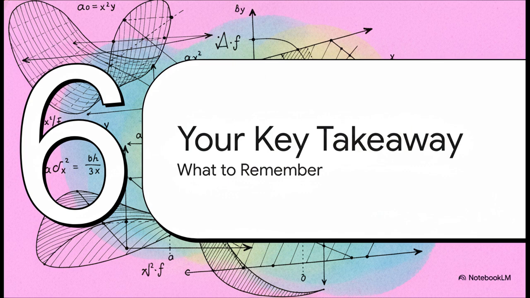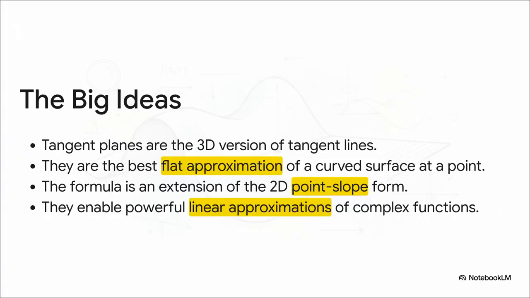So, as we wrap things up, what are the big ideas you should be walking away with? Let's boil it all down. Okay, here it is. Number 1, tangent planes are just tangent lines but for 3D. Simple as that. 2, they are the absolute best flat approximation you can get for a curved surface near a point. 3, that formula is not scary. It's just the point-slope form you already love, but with 2 slopes for 2 directions. And finally, putting it all together, this idea lets us do incredibly powerful linear approximations for really complicated functions.